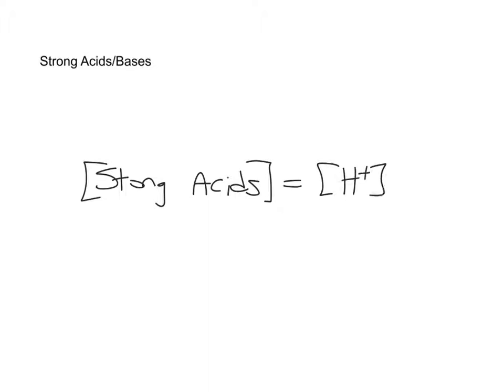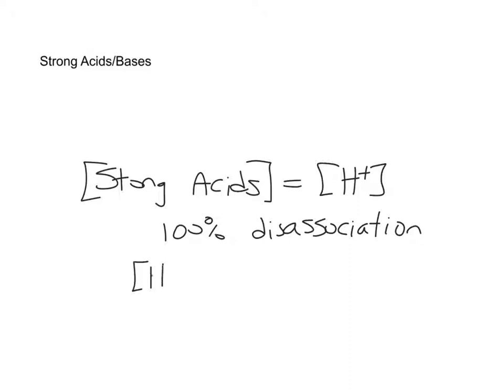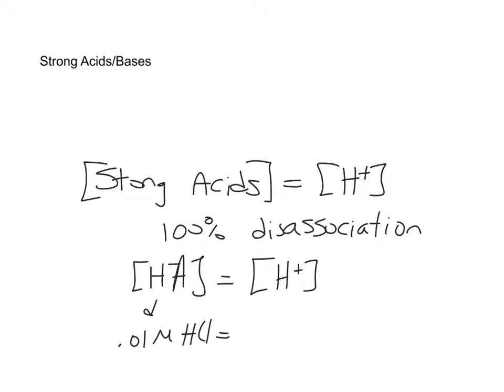What's interesting about strong acids and bases is that they have the same concentration. The concentration of a strong acid is equal to the concentration of H plus in solution. When these hit water, 100% dissociation occurs, which means that 100% of the acid molecules split up into ions. So if you have a strong acid like HA, and it's strong, then its concentration is going to equal the concentration of the H plus ions. So if I know the concentration of, say, 0.01 molar HCl, then that is the same as the concentration of H plus, which is 0.01 molar H plus ions.